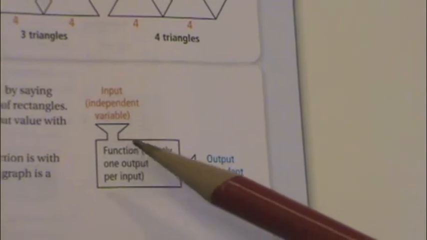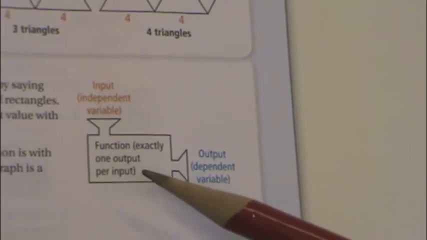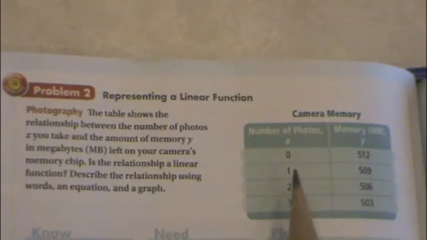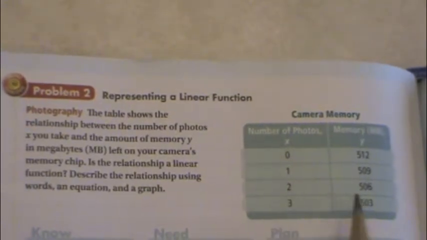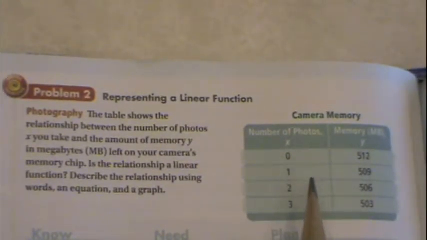They drew a cute little diagram for you here. This is a function machine. You put an input or an independent variable in at the top of the machine, you apply the function, which gives exactly one output per input, and then boop, out comes the output. So problem 2, they give you the relationship between the number of photos that you take and the memory that you use. And the only question they ask is, is this a linear function? Then they want you to describe the relationship using words, equation, and a graph. Again, if you can do the equation and the graph, I don't need the words.